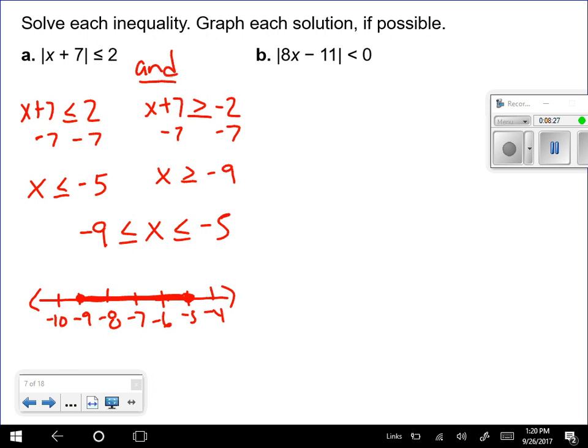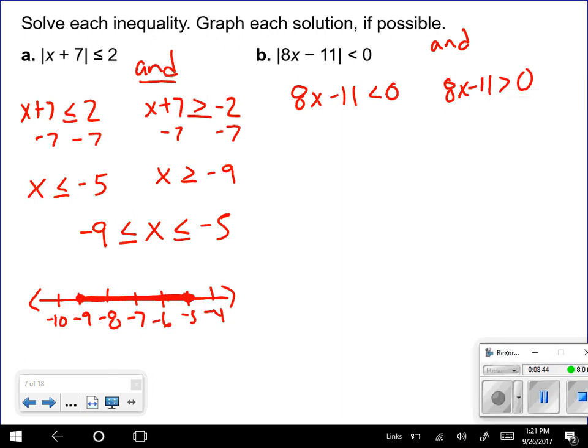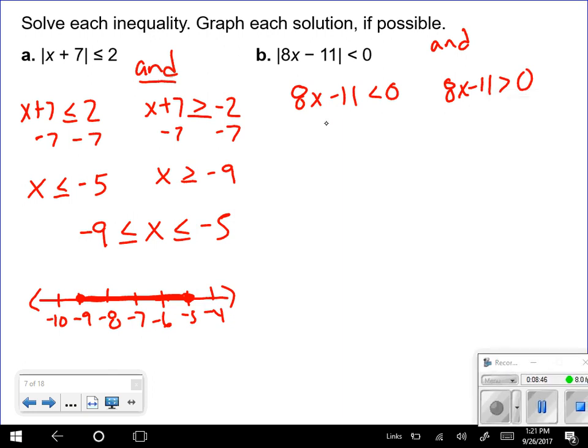Okay, so look at B. B is also less than. So this is again going to be an and compound. So we have 8x minus 11 is less than 0. And then we have 8x minus 11 is greater than, well, 0 can't be negative, so we're just going to write another 0. So I'm going to add 11 to both sides. So 8x is less than 11. Divide by 8. So x is less than 11 over 8, or 1 3/8, whatever you see fits.